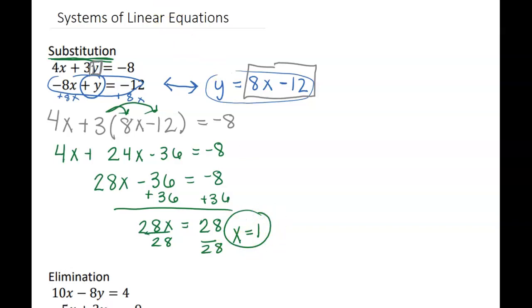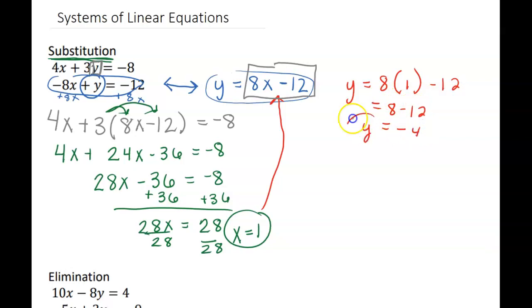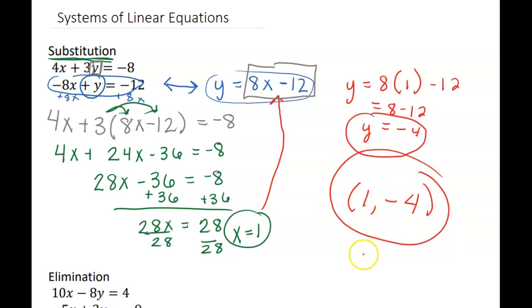Now I know that if my x is 1, I can plug x is 1 into here to find my y. So my y is 8 times 1 minus 12, which is just 8 minus 12, which is negative 4. So my y is negative 4. And we would actually write this as an ordered pair. With my x value 1 and my y value negative 4, this is how I'd write it. So this here would be my final answer.